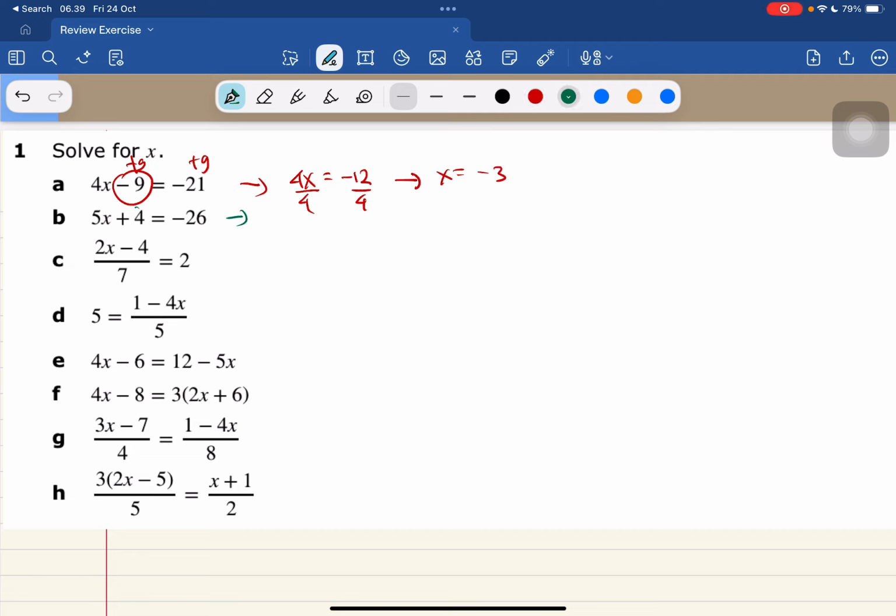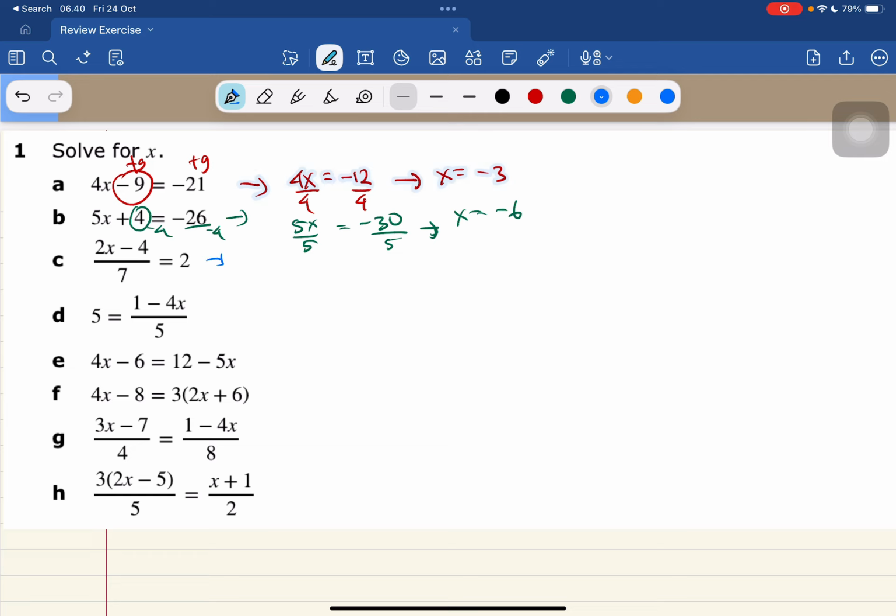Next, we've got a 4 here, so let us subtract 4, and on the right side do the same thing, subtract 4. So 5x equals minus 6 minus 4, which is minus 30. This is 5x, so let us make it only x by dividing by 5 on both sides. So 5x divided by 5 is x, and minus 30 divided by 5 is minus 6.